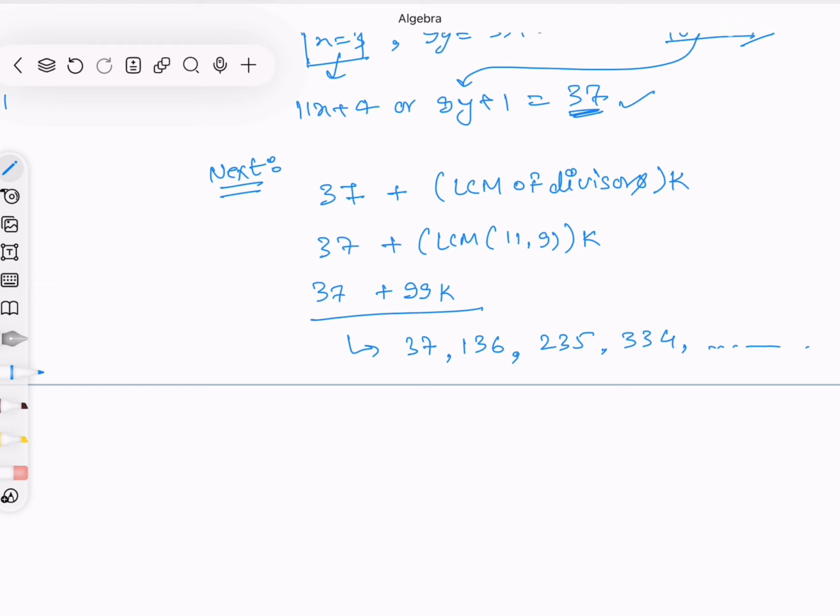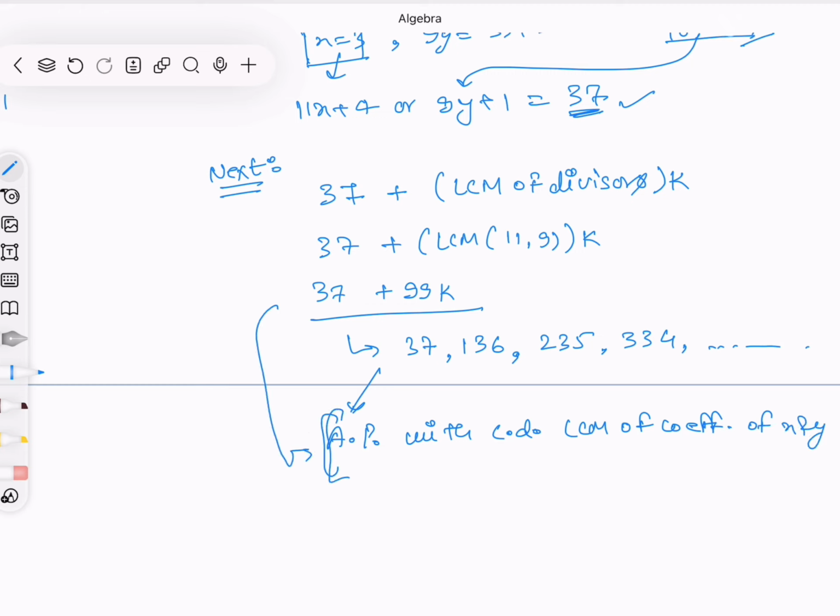If there is a range given in the question, then we could count up to that value and we'll have the total values. If you observe this, this is an AP, right? With a common difference of how much? The LCM of the coefficients of x and y. That is what is written over here if you really see. AP with common difference as the LCM of the coefficients of x and y. That is the only thing we have, and that is how you have your answer.